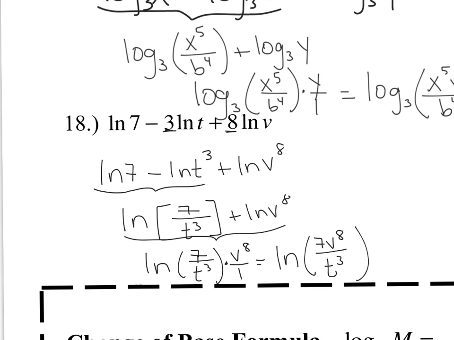Now t to the third, again, what we had discussed earlier, t to the third is in the denominator, and if you look in the original problem, the only one that has a minus sign, that has a negative, is the t. So the 7 is in the numerator because it's positive, the natural log is positive, and the v has a positive 8 natural log in front of it, so that would be also in the numerator.